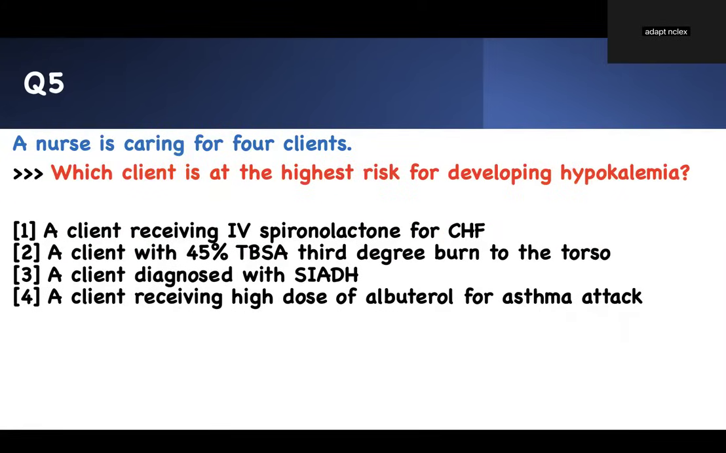Which client is at highest risk of developing what? Hypokalemia. That's the buzzword, hypokalemia. And a nurse is caring for 4 clients who could develop hypokalemia. You have to know conditions that would lead to hypokalemia.